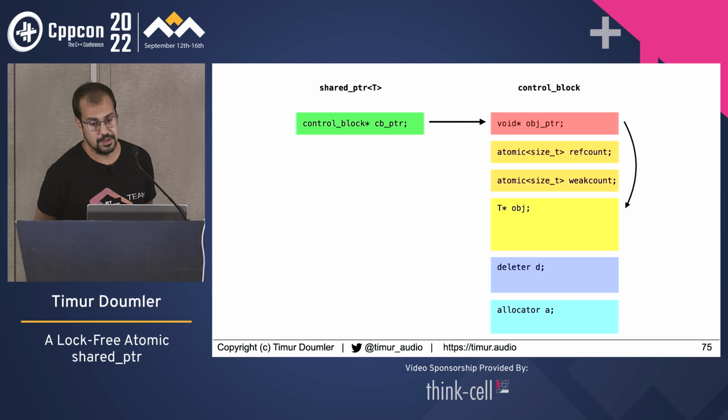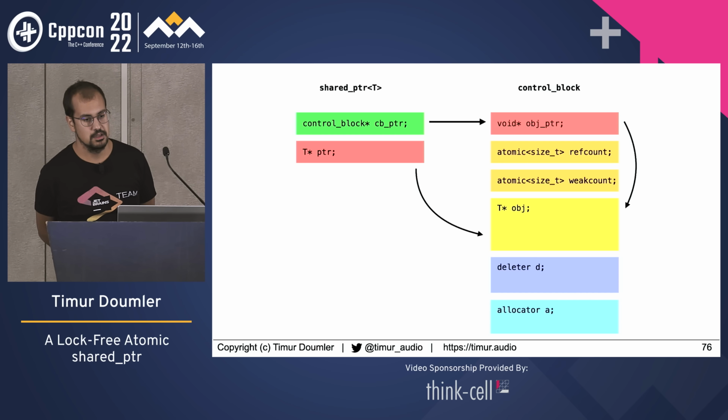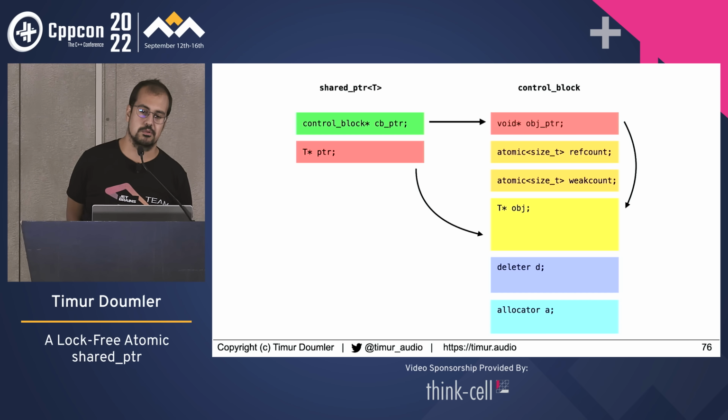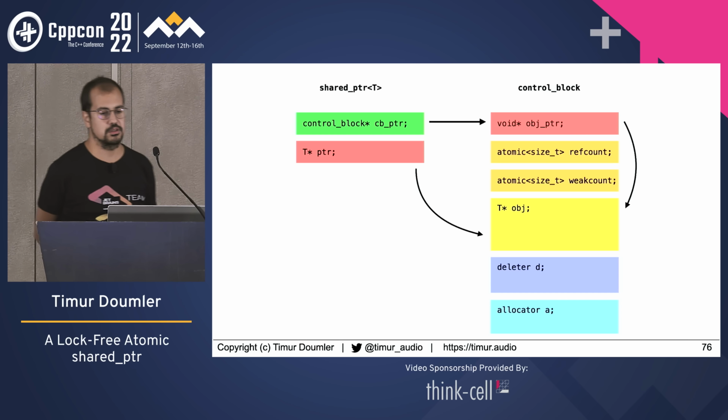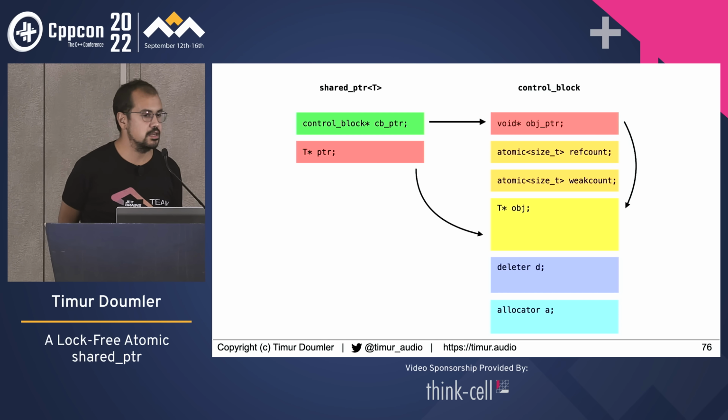However, the big problem is that a shared pointer also has a pointer to the object itself. So the shared pointer has a pointer to the object, and the control block also has a pointer to the object. And that is necessary because they might not be the same.